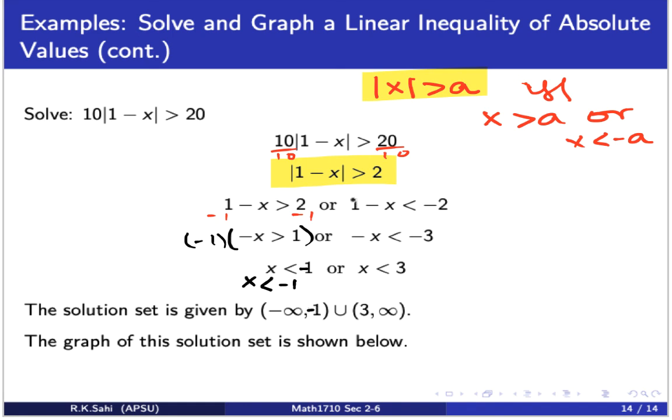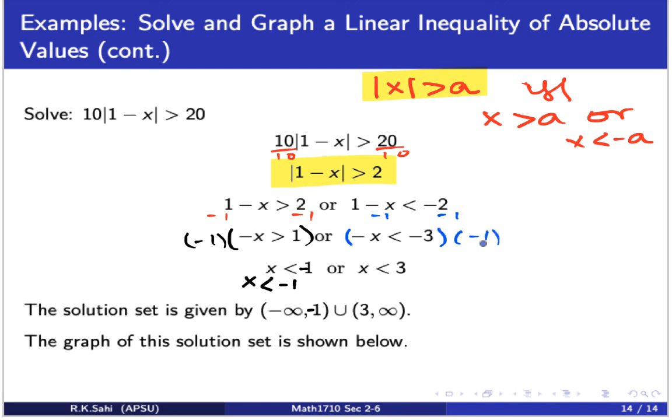Okay, now let's look at this next one. 1 minus x strictly less than minus 2. Once again, you will add a minus 1 on both sides of this inequation. Minus 1, minus 1. What are we getting? Minus x strictly less than minus 3. Now we have to get rid of this minus. What are we going to do, guys? We're going to multiply this whole inequation once again by minus 1.